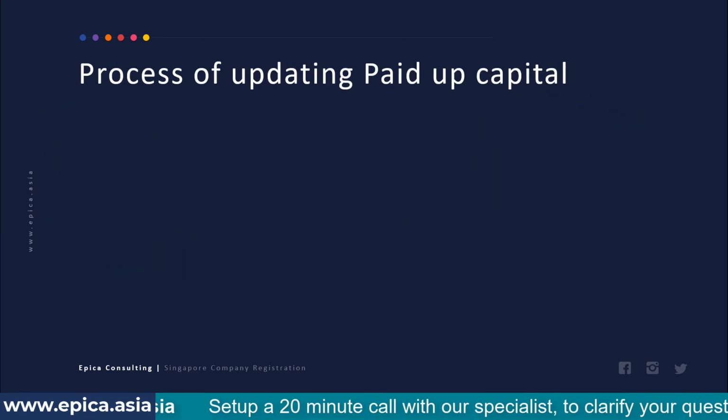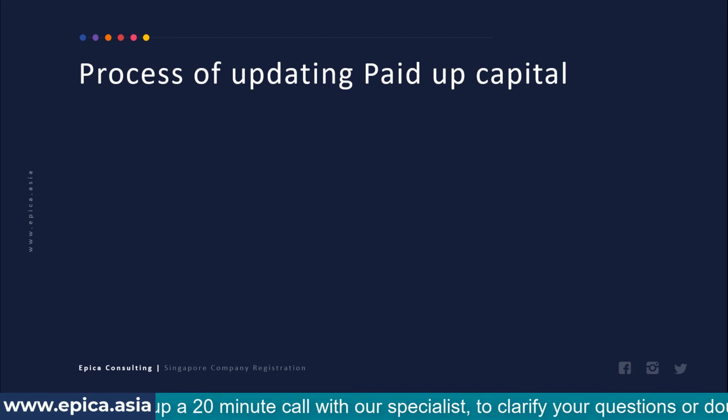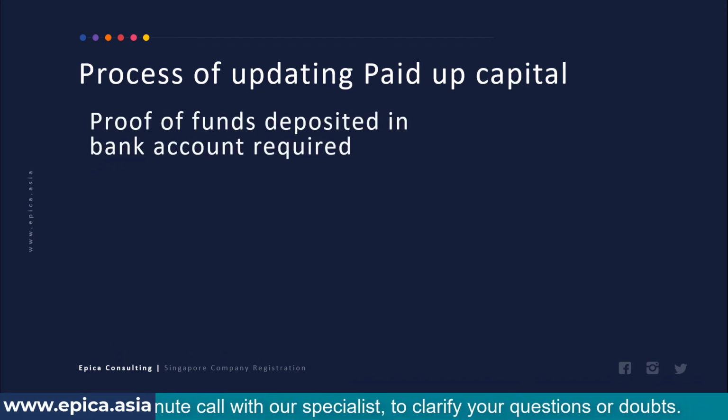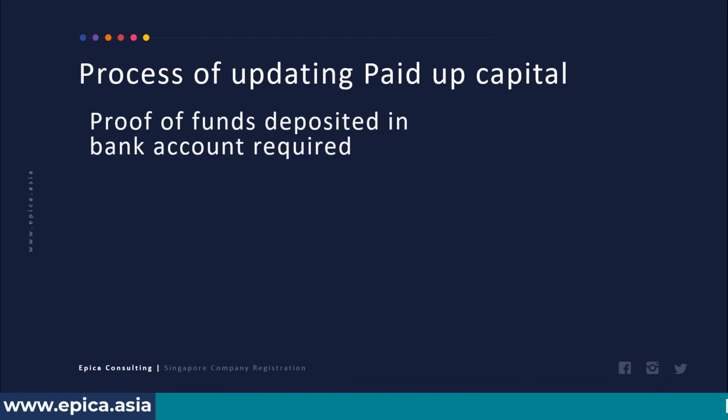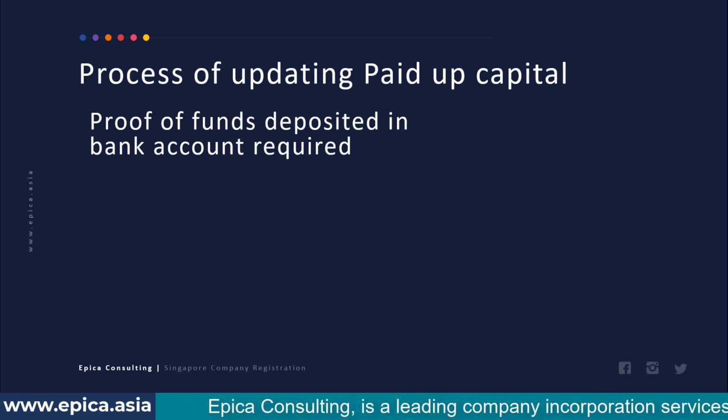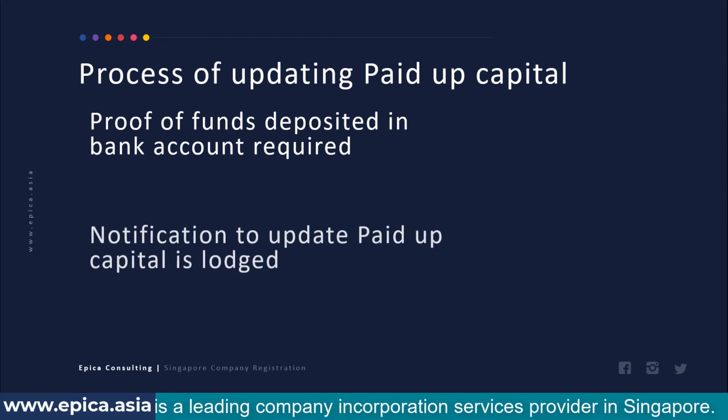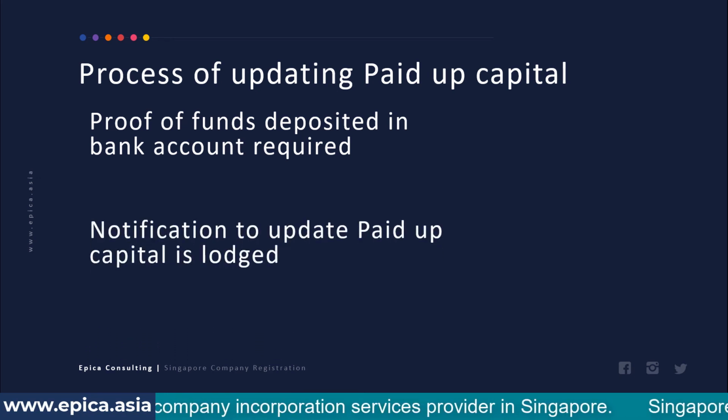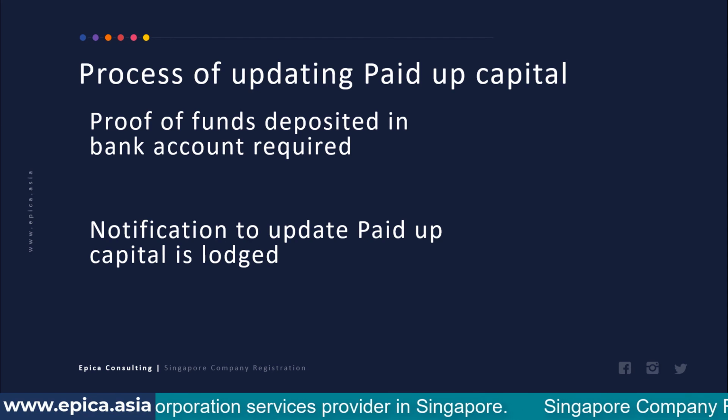Now, what is the process of updating paid up capital? This process is relatively straightforward. We need to get a proof of fund deposited in the bank account, and this typically is shown by the bank statement of the company itself that the capital amount has arrived. And once this proof has been submitted, necessary documents will be prepared and a notification to update paid up capital will be lodged into the ACRA system.